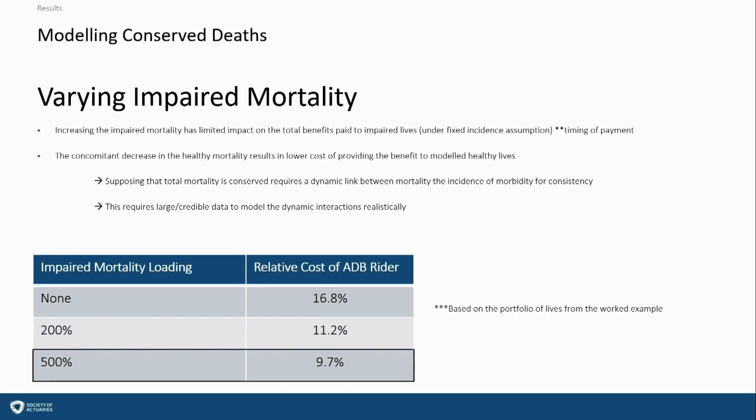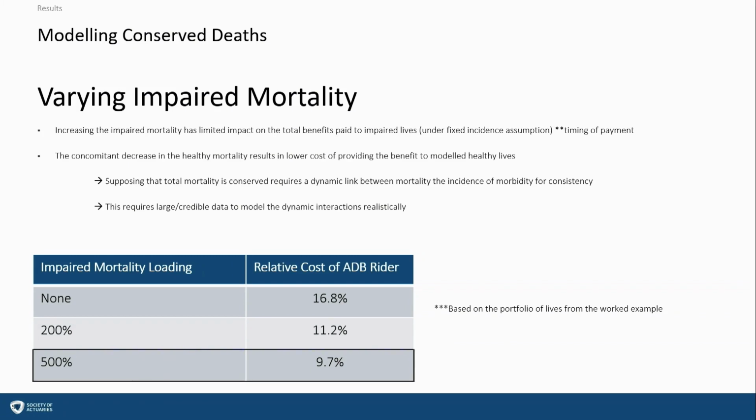So here we're just highlighting if you only vary the impaired mortality, so starting with a loading of none, so essentially assuming the same mortality for impaired to the standard lives, you'll come up with a relatively high price for the rider. And then if you increase the mortality for the impaired lives, you essentially decrease the cost of the benefit.